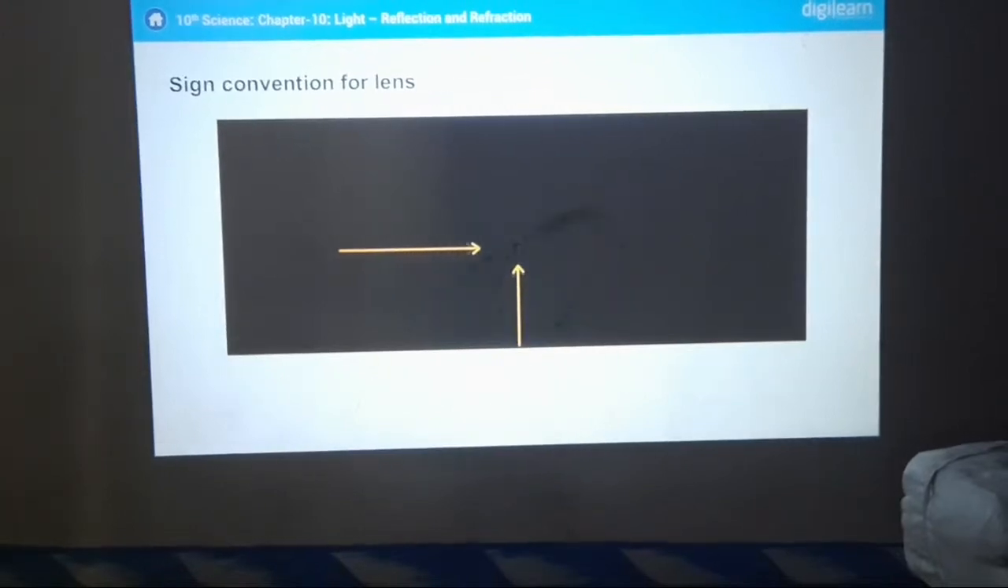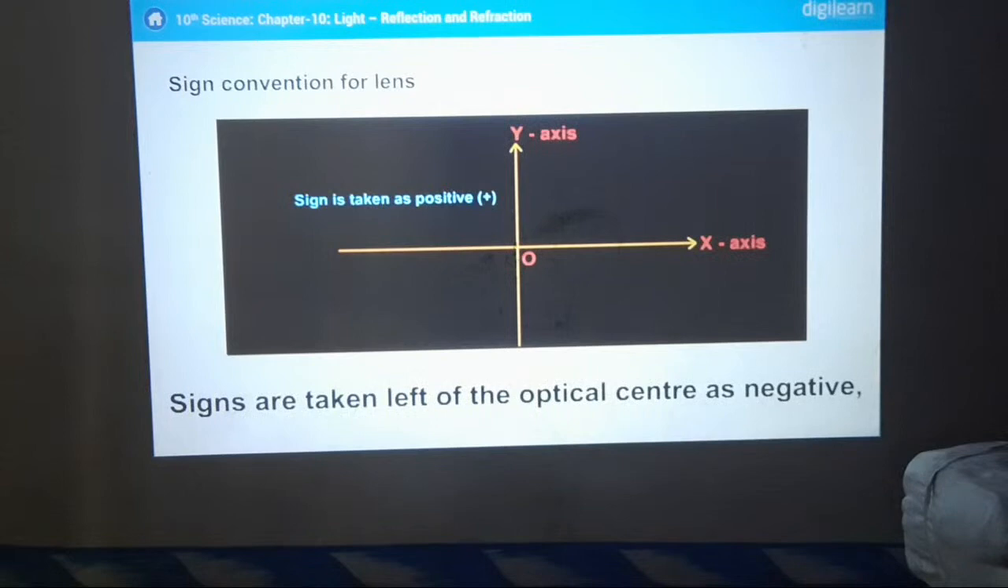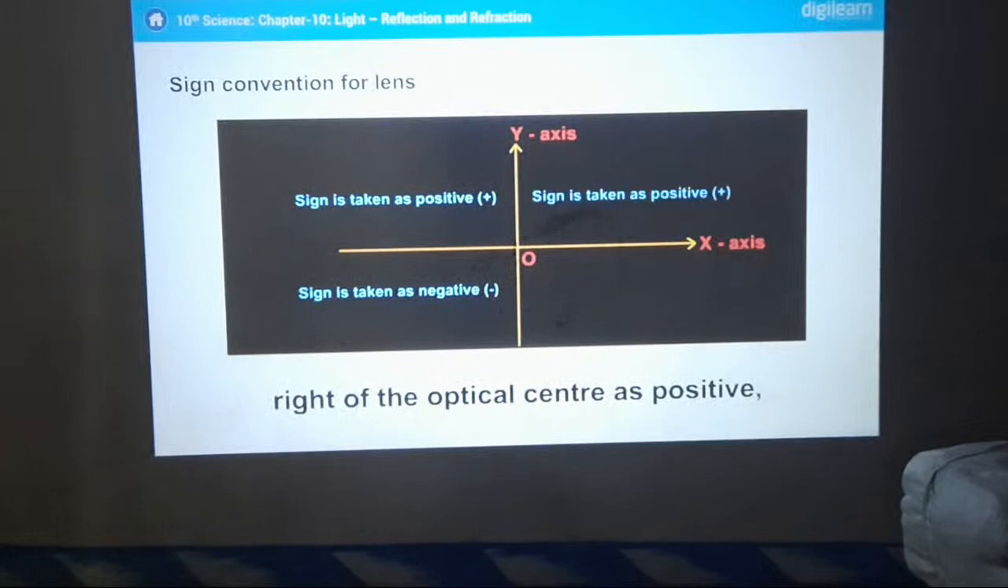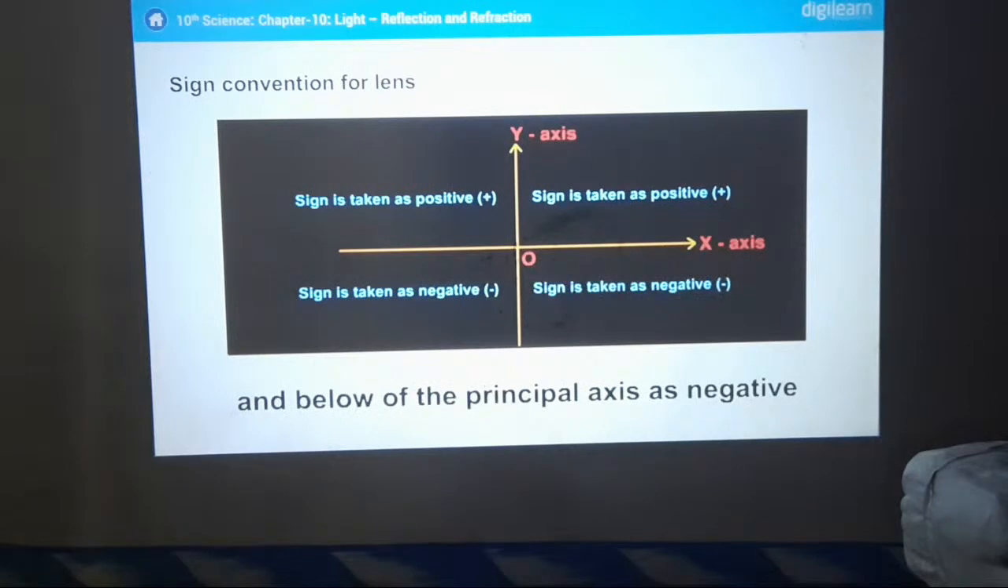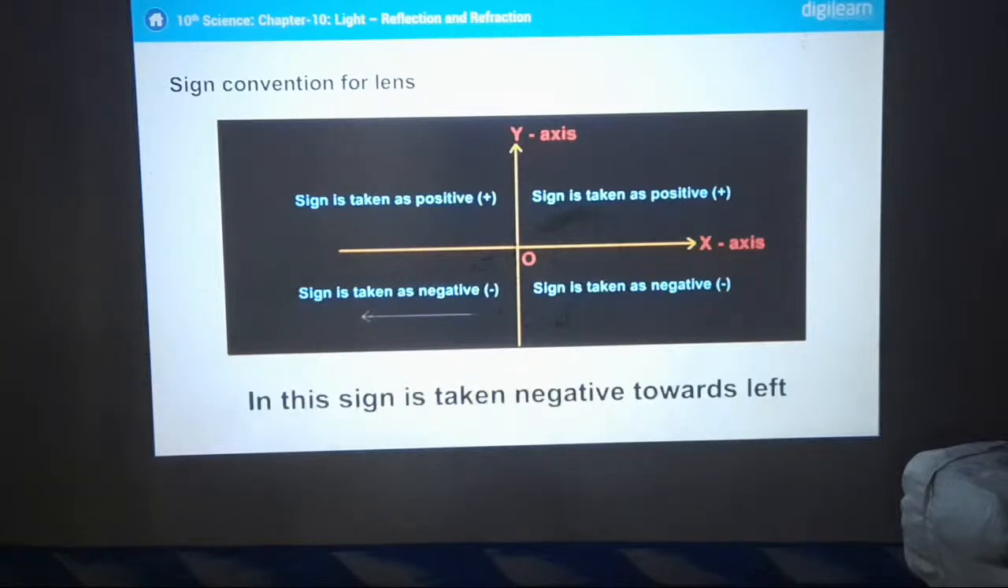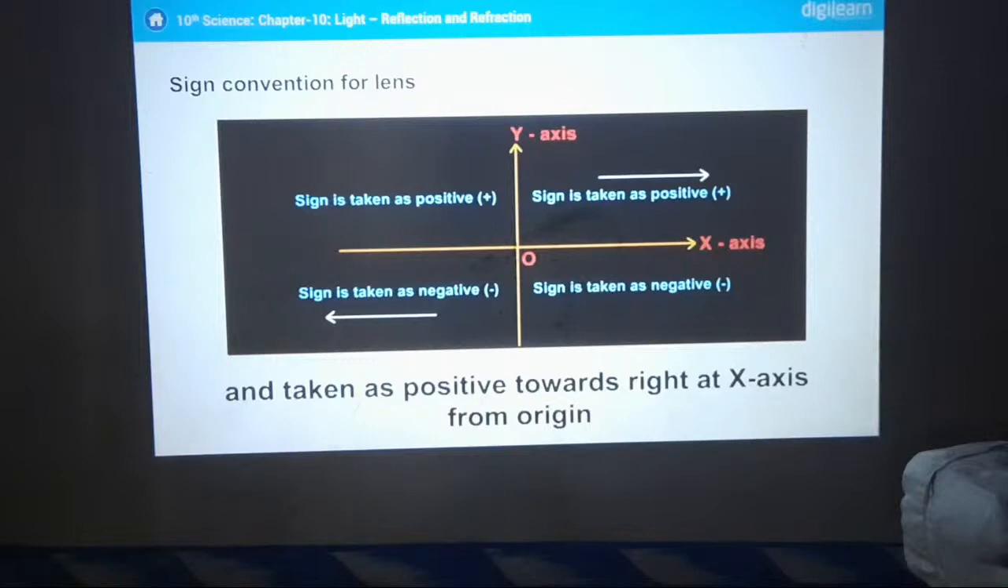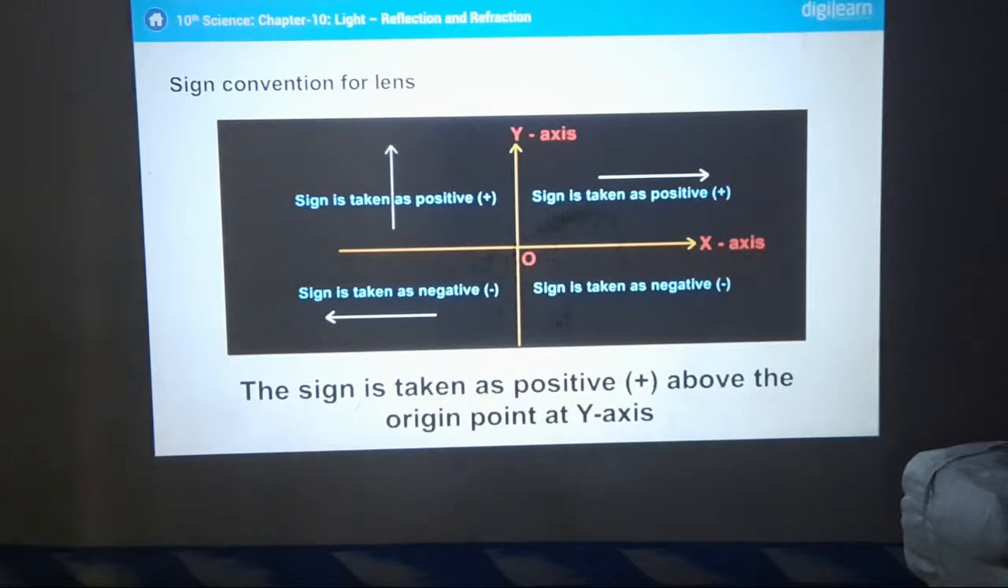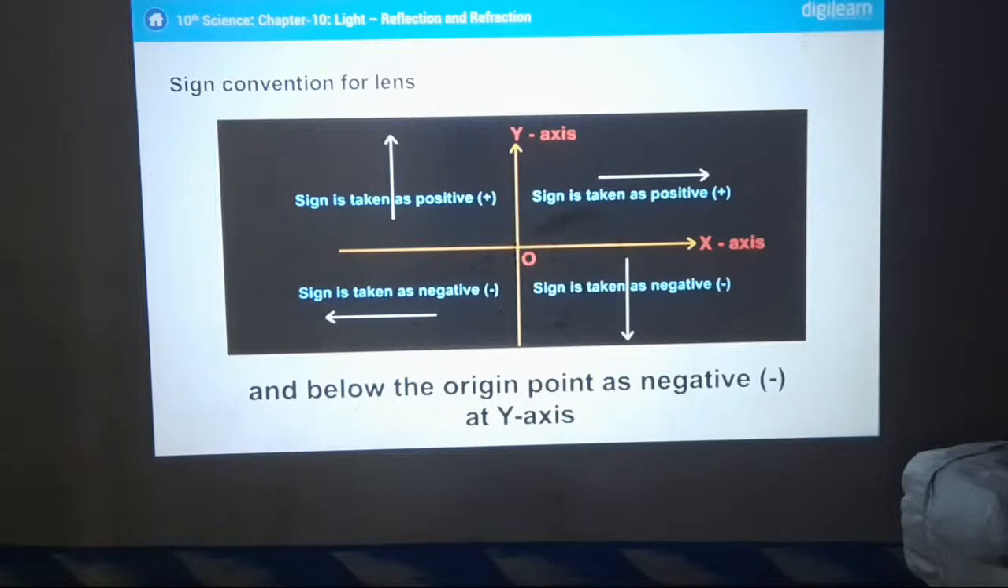Sign convention for lens. The sign convention for a lens is similar to that of a spherical mirror. Distances to the left of the optical center are taken as negative, and to the right of the optical center as positive. Above the principal axis is positive and below the principal axis is negative. This is known as the new Cartesian sign convention. On the x-axis, the sign is negative towards the left and positive towards the right from the origin. On the y-axis, the sign is positive above the origin and negative below the origin.